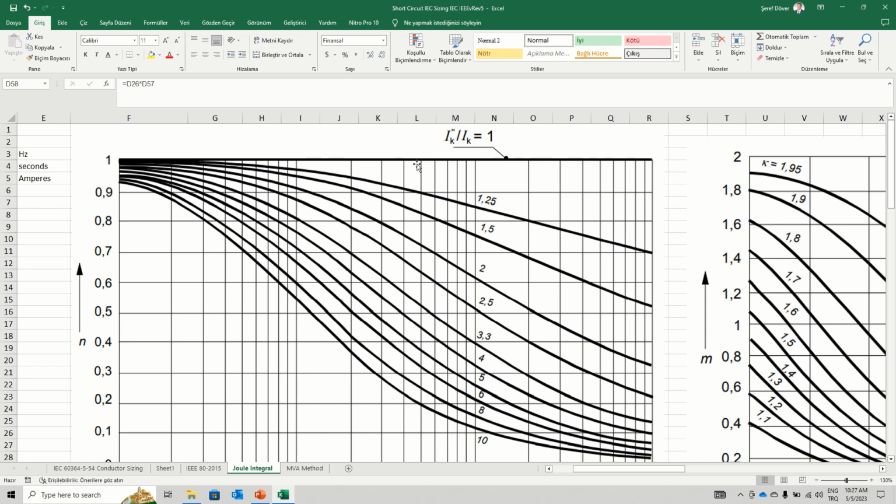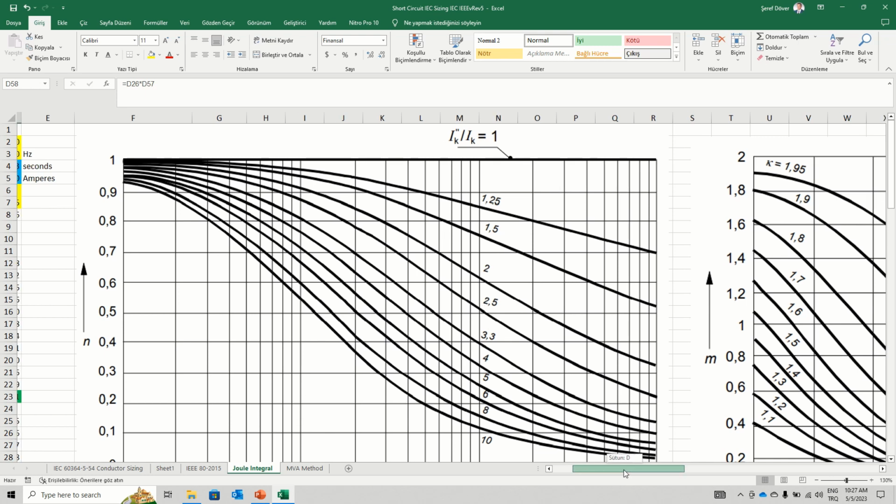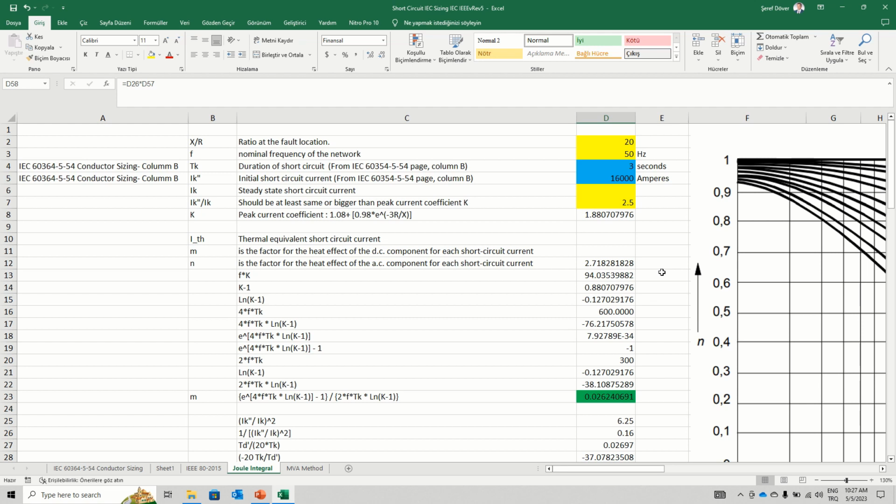The first one is 1. The second one is 1.25, 1.5 to 2.5. I will show this one at a later stage. You don't need to go to such an advanced level right now. As of now, let's put it as 2.5.